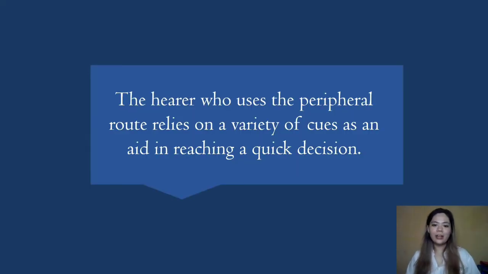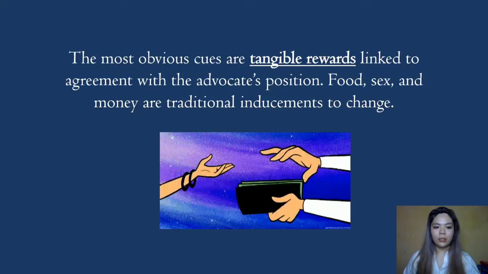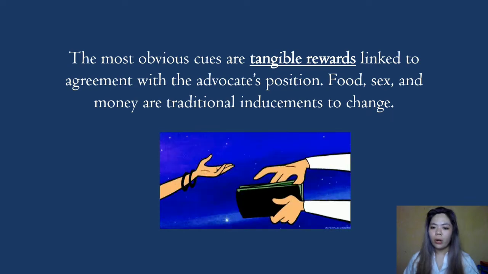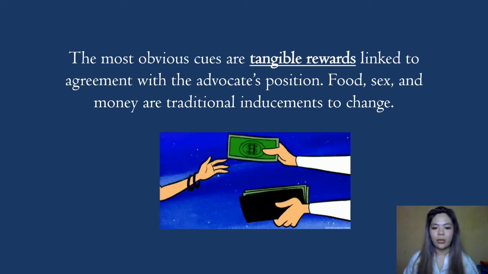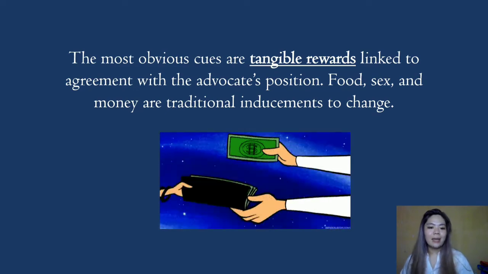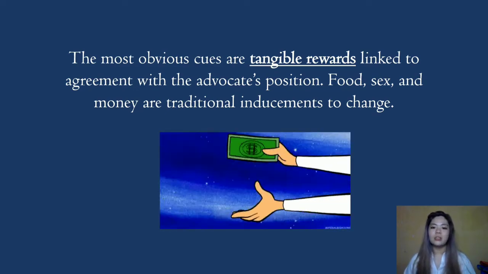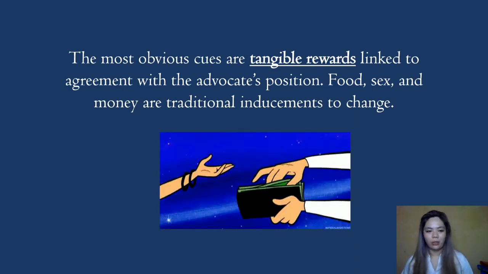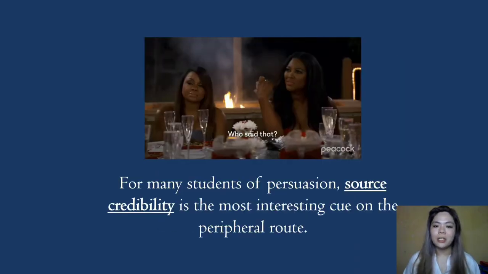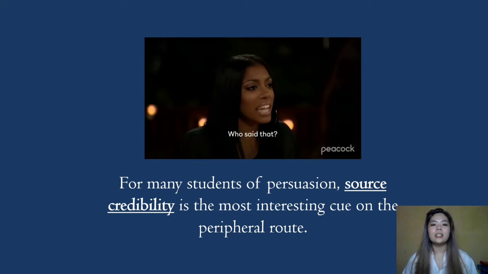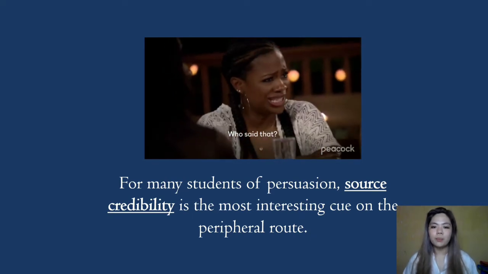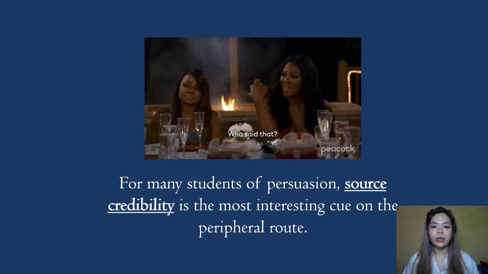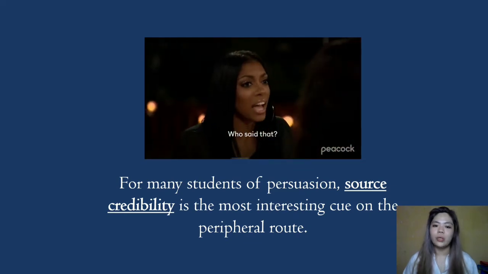As explained earlier, the hearer who uses the peripheral route relies on a variety of cues as an aid in reaching a quick decision. The most obvious cues are tangible rewards linked to agreement with the advocate's position. Food, sex, and money are traditional inducements to change. In simpler terms, you are bribing people to support your cause. The other most interesting cue on the peripheral route is source credibility. People who respond with this cue will judge the credibility of the message based on who the source or the speaker is.